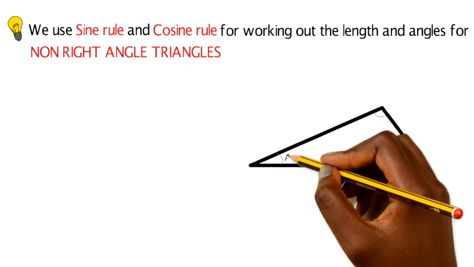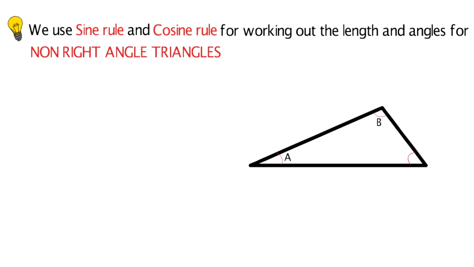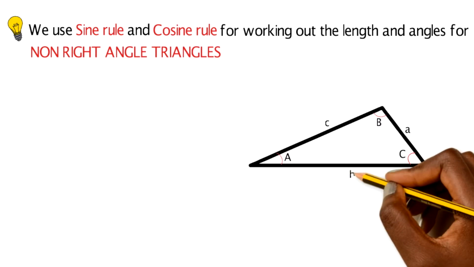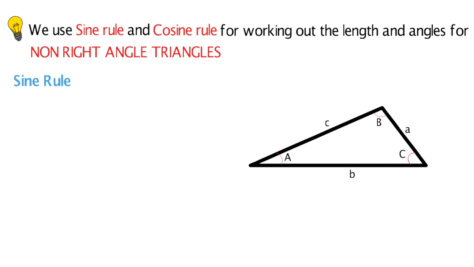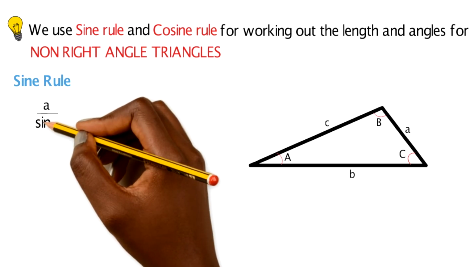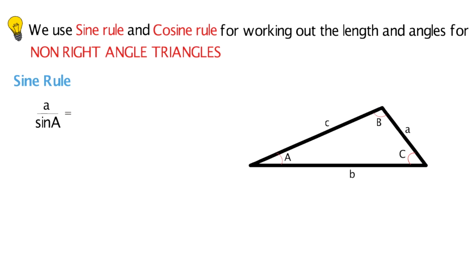So the angles, I'm going to label them as capital letters, A, and you may be familiar with this on your formula sheets. And then the lengths, I'm going to label them with small letters. So normally if it was a right angle triangle, to work out the angle or the length, we could use Pythagoras or SOHCAHTOA. But when it's not a right angle triangle, we use sine rule, cosine rule and area of a triangle. So this formula I'm writing out is the sine rule.